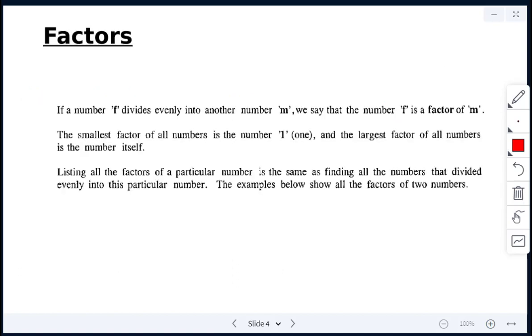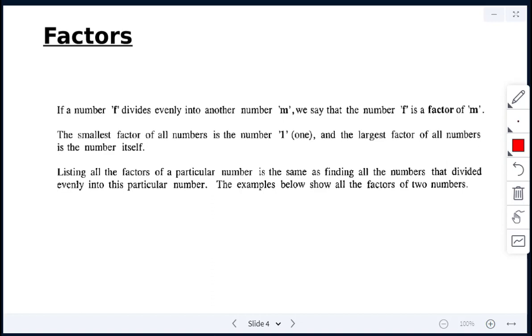So next we are looking at factors. If a number f divides evenly into another number, m, we would say that the number f is a factor of m. And I'll explain that in more detail. But think about a number.